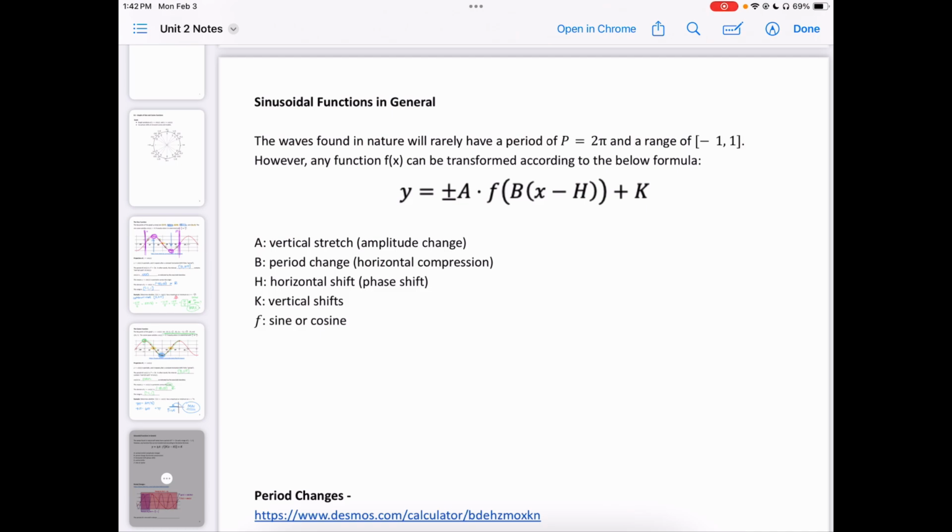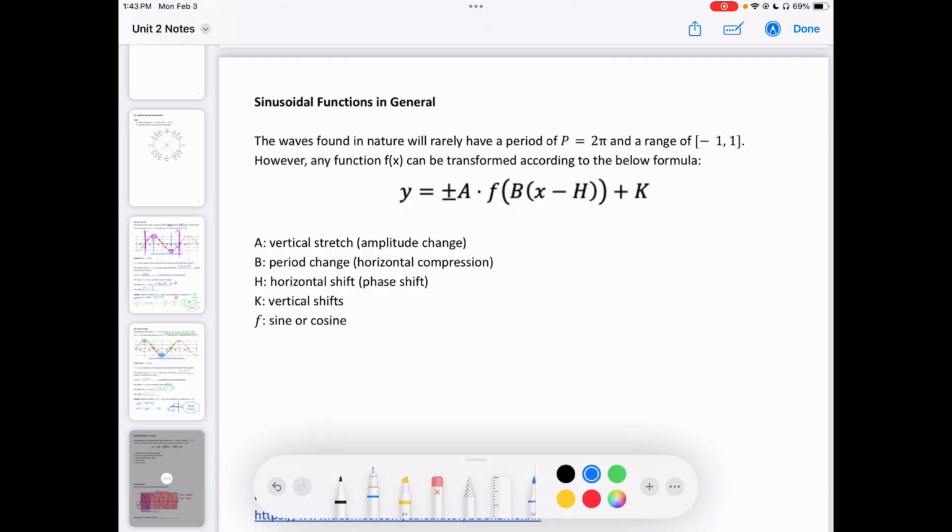I personally have always written it slightly different. I use A, B, C, and D instead of H, K, but we use H, K in this book, so we're going to use H, K. Okay. So A is going to be what we call your amplitude. It is your vertical stretch. So that just means your curve is going to elongate. B is your period change. It's also known as a horizontal compression.